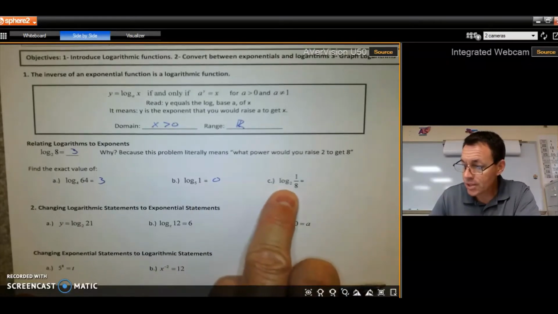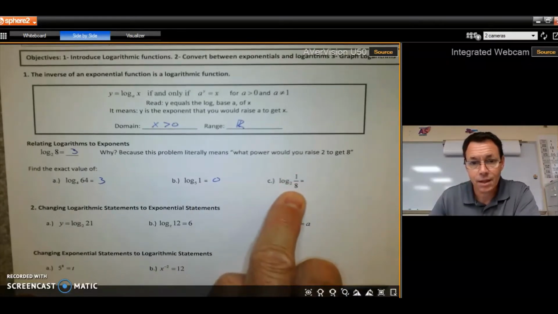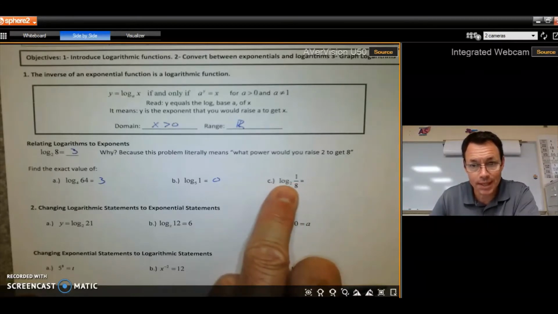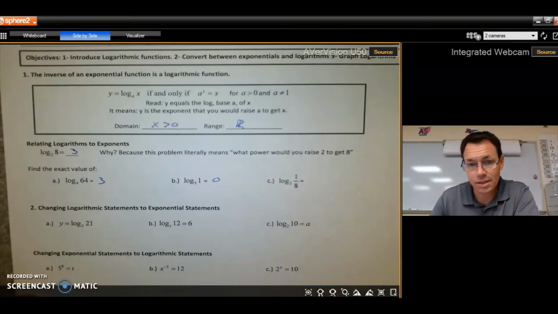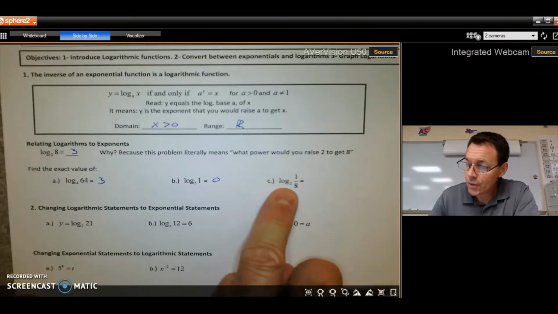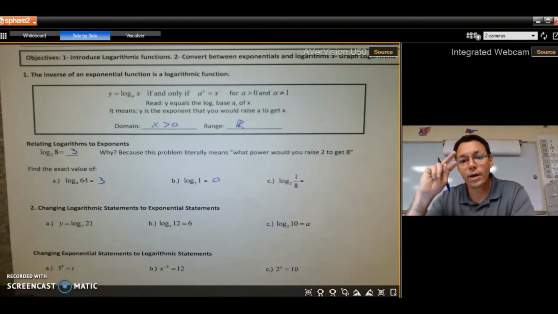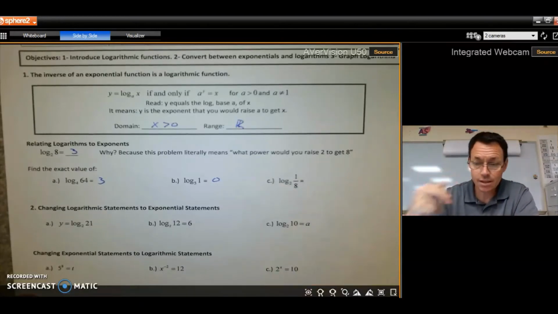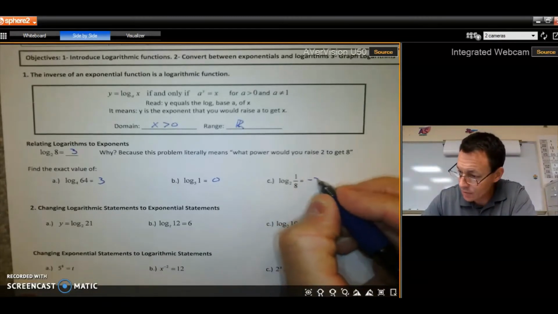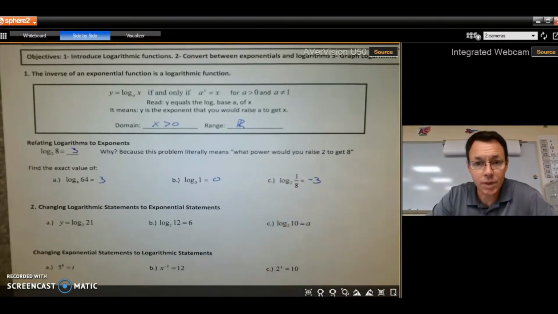What about the log base 2 of 1/8? What exponent would you raise 2 to, to get 1/8 as an answer? Well, there is a connection between 2 and 8. 2 cubed is 8. So if I want 1/8 instead of 8, it's going to be -3. That is the exponent that I would raise 2 to, to get 1/8.